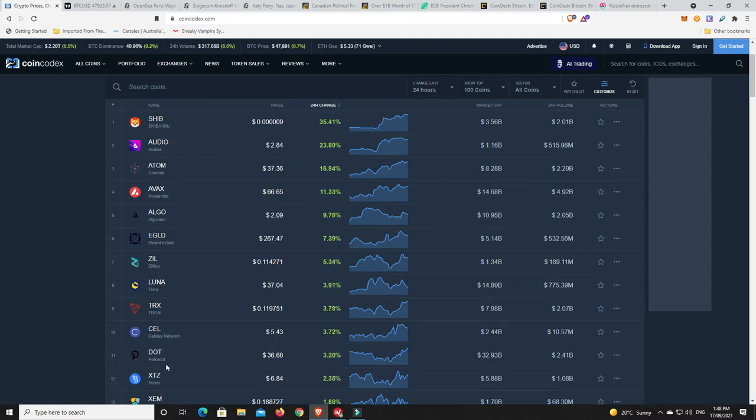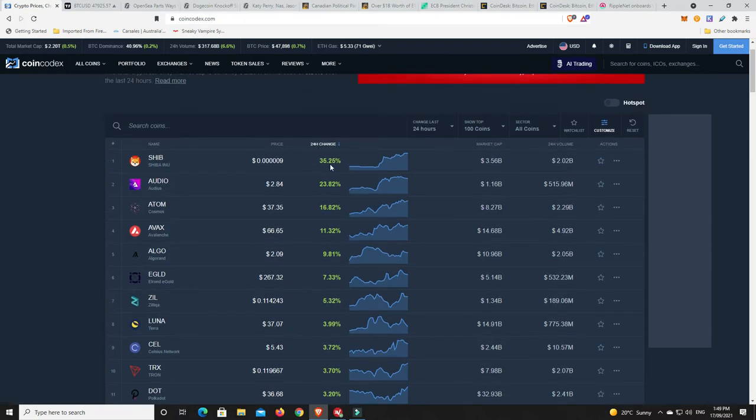But look, not too bad. Polkadot, Tezos, there you can see. Celsius making a bit of a move, so quite nice. Some good gains there. Nothing too crazy, really, other than the Shiba Inu one. And again, that's because they got added to Coinbase.